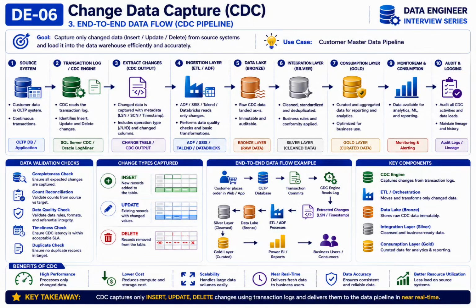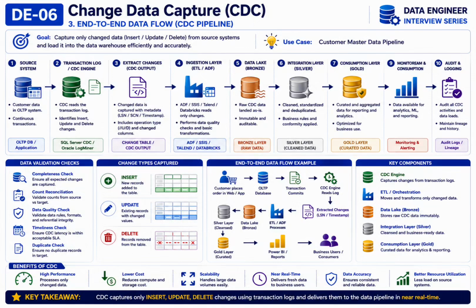Now CDC continuously monitors this log and detects that an update operation has occurred. Instead of reading the entire customer table, CDC extracts only this update record along with useful metadata such as the operation type, timestamp, and log sequence number. Then Azure Data Factory or another ETL tool reads only this CDC output, and the record is loaded into the bronze layer.